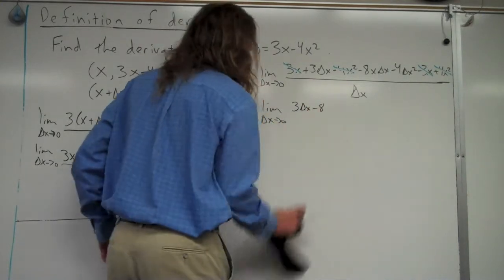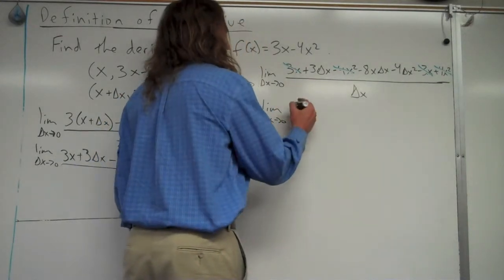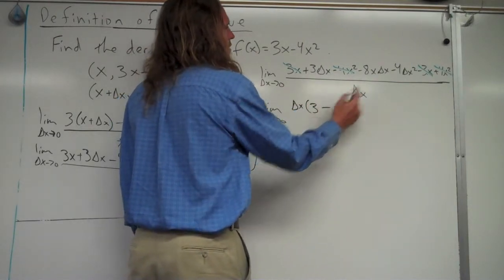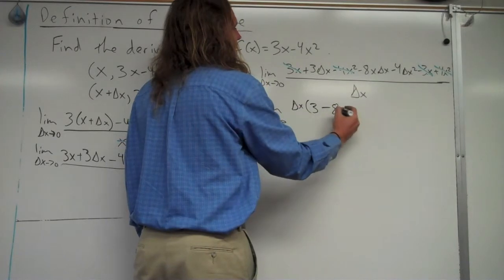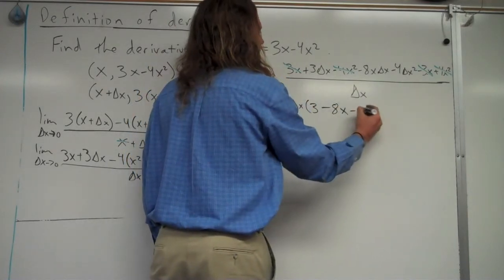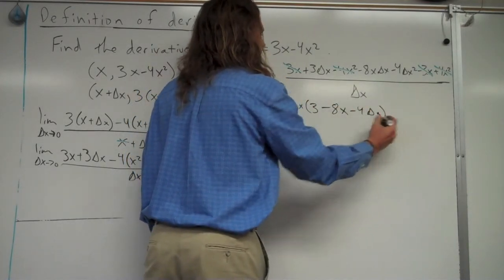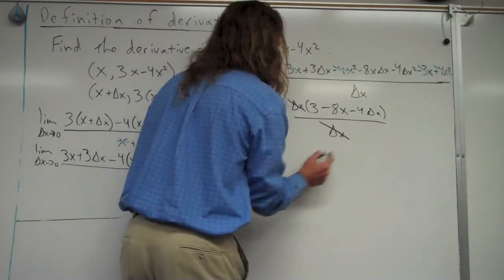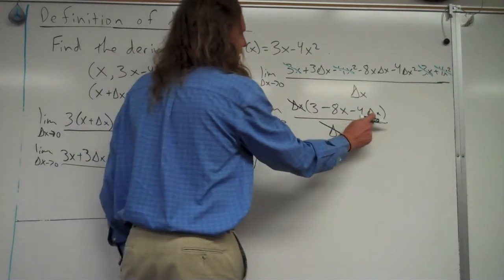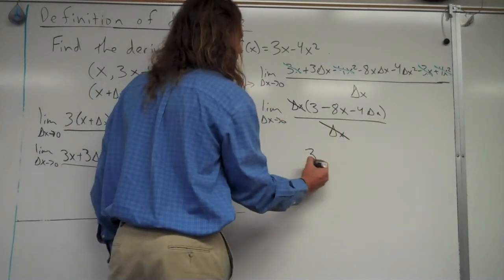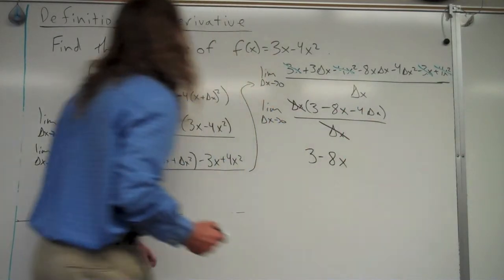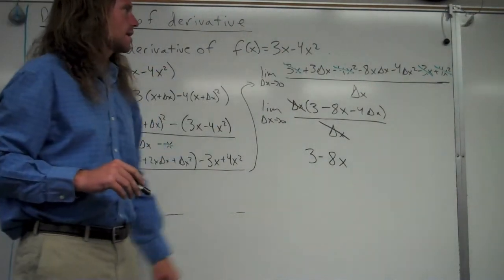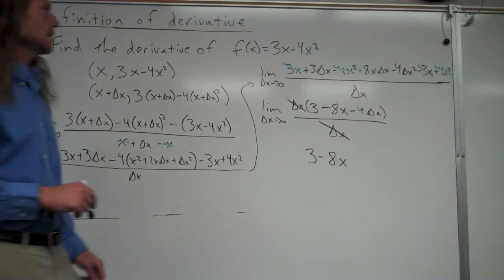Oh, I'm sorry, let me factor out a delta x out of that. So it'll be delta x times, factor out of that leaves me with a 3, factor out of here leaves me with 8x, factor 1 out of there leaves me with minus 4 delta x, all over delta x. So the delta x's then cancel. At this point I can plug 0 in for delta x. I'm just left with 3 minus 8x. So I have that the derivative of 3x minus 4x squared is 3 minus 8x.